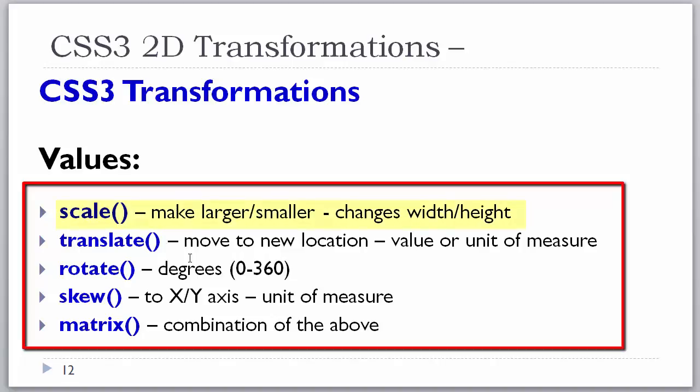The scale value. And in the parentheses, you would need to pass it the parameters to which it will scale to. Scaling makes it larger or smaller. And it's done in a relative manner, not a set pixel manner. Although I believe you can do it with pixels. Translate, we're moving it to a new location. Here again, scale and translate is based on the center. Rotate, rotating something around from 0 to 360 degrees. Skewing to the X and Y axis, and the matrix, which is a combination of the above.